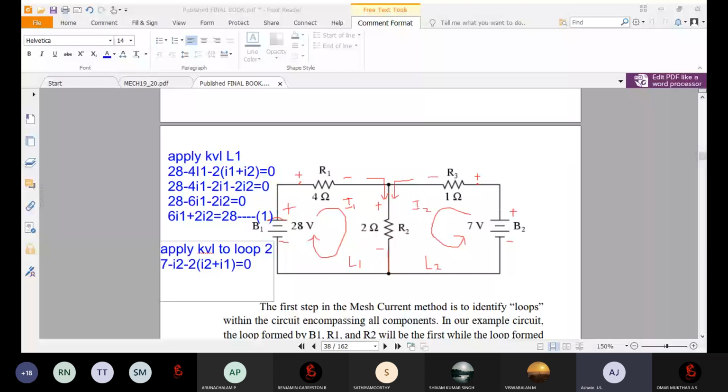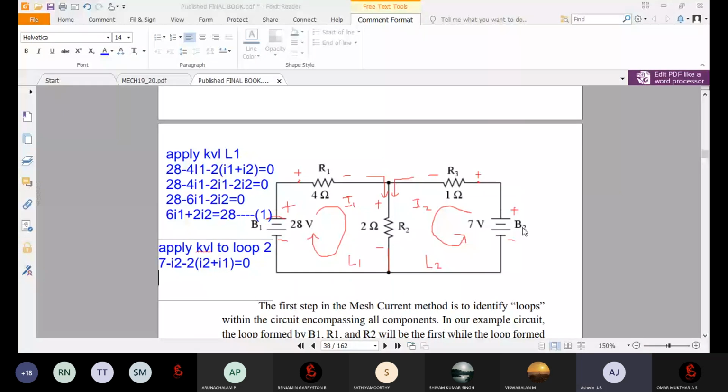Okay, now we joined. So apply KVL to this one. Just multiply 2 inside. So what will be your equation? 7 minus I2 minus 2 I2 minus 2 I1, again minus only, right? You have to multiply minus 2 inside, so everything will become minus. Next, rearrange the equation.